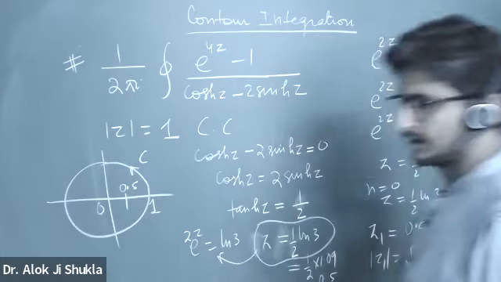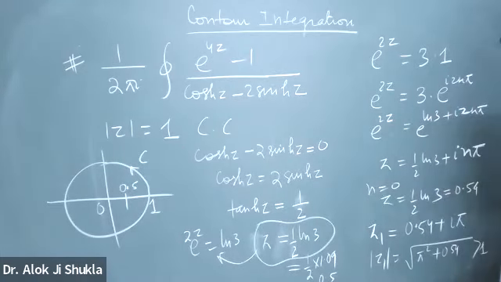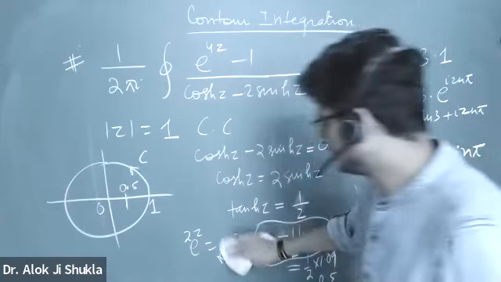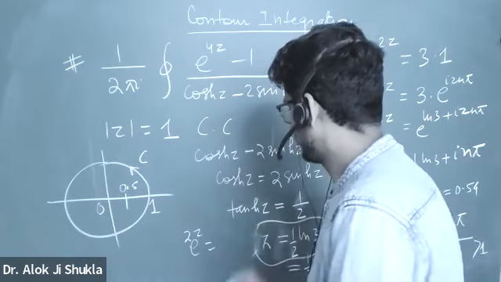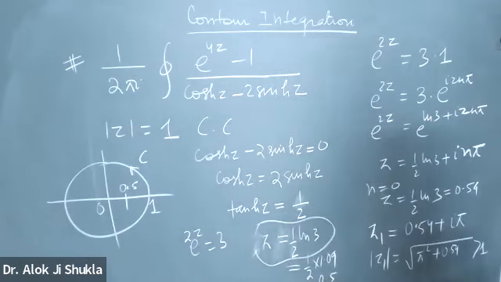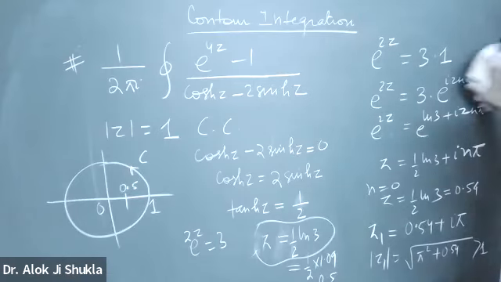Okay. Yes. Now can I erase all this? For e raised to 2z is 3, na? E raised to 2z is 3. So 2z is equal to ln 3. So z is half ln 3. Okay.